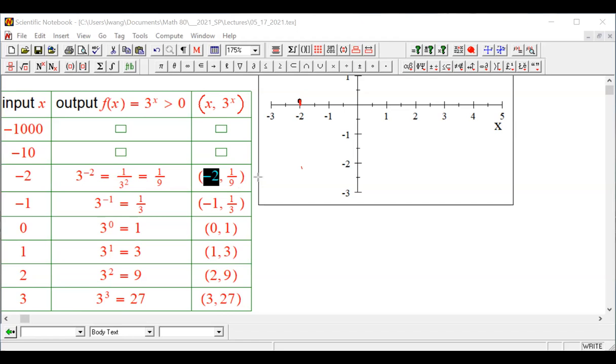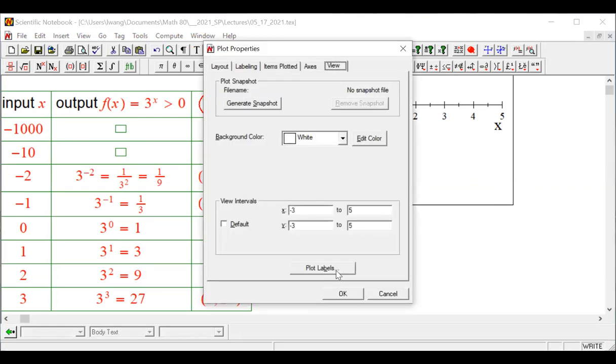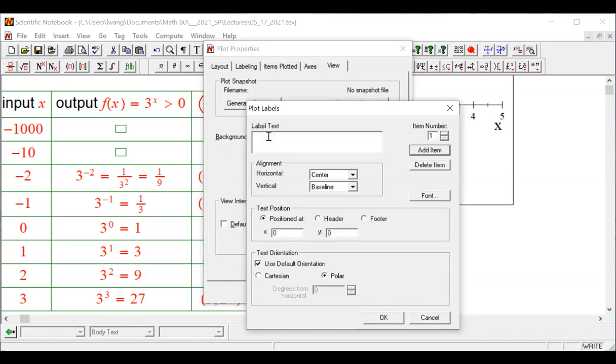So we understand the picture, we understand the input and output, and how it's been plotted. So that's the point. Let's put the next point in place. Maybe you want to mark it. So let's mark that point. This point is -2, 1/9.